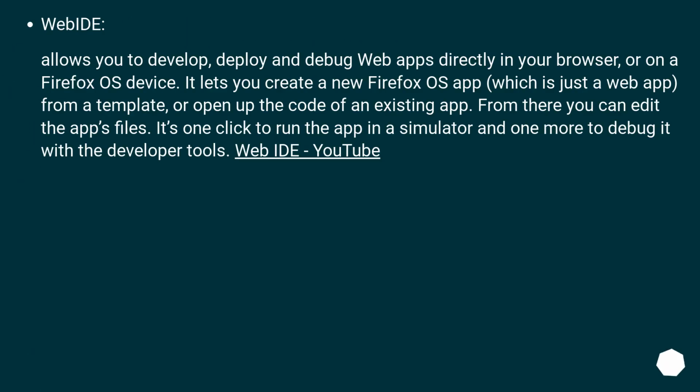WebIDE allows you to develop, deploy and debug web apps directly in your browser, or on a Firefox OS device. It lets you create a new Firefox OS app, which is just a web app, from a template, or open up the code of an existing app. From there you can edit the app's files. It's one click to run the app in a simulator and one more to debug it with the developer tools.